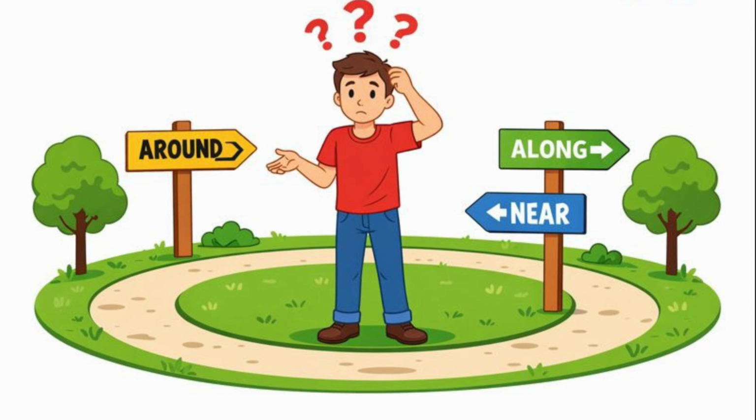Many English learners hear the words around and round, but they are often unsure how to use them correctly. Do they mean nearby, beside, or in a circle? In this episode, we'll clearly understand how around and round are used in everyday English.